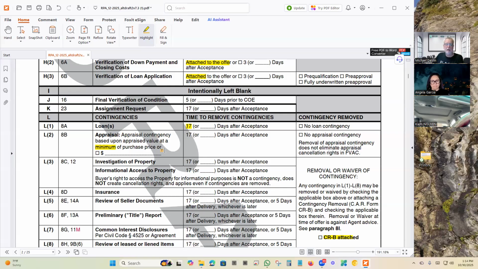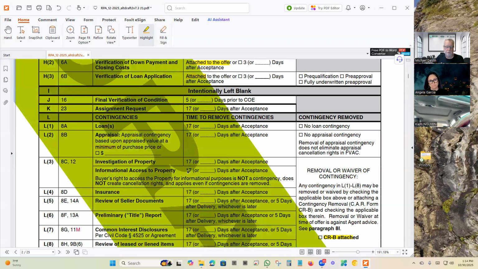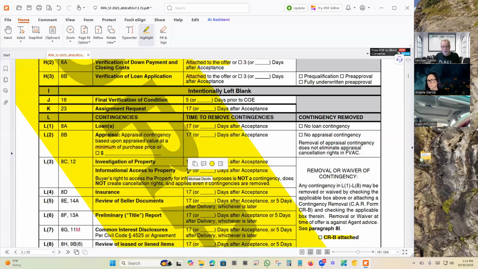There'll be another one. Investigation of the property, 17 days is the default. You could do it in 12. You could do all of these in 12 usually, if you had to. Notice informational access. This number here almost never gets changed. It never gets changed. I don't think I've ever seen a purchase agreement where somebody went to the trouble of changing that. They just leave it. Notice it says it's not a contingency. It does not create cancellation rights.